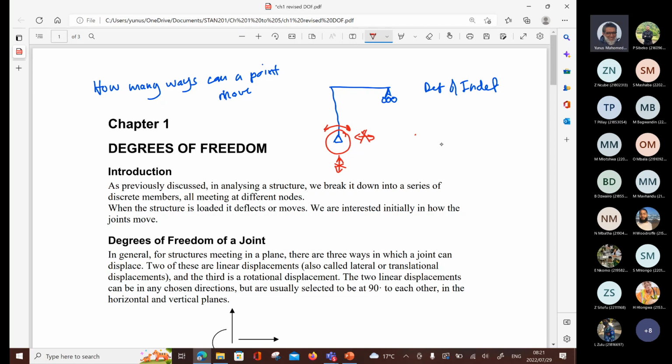So for example, if I wanted to detail a connection like that, I could use a steel plate. I have a member coming in, some kind of member coming in.